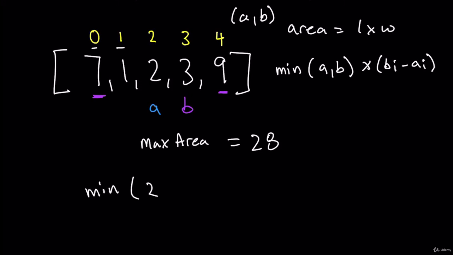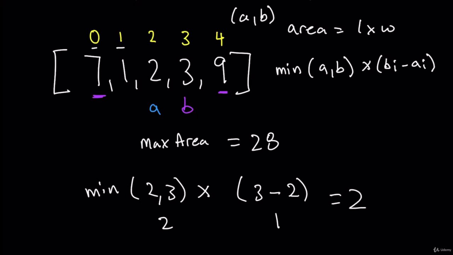We get the min of 2 and 3, and we multiply this by B of I, which is 3, minus A of I, which is 2. The min of 2 and 3 is 2. 3 minus 2 is 1. This gives us an area of 2. Compared to our 28, 2 is smaller, so our max area doesn't change. B will move forward, and we need a new calculation.